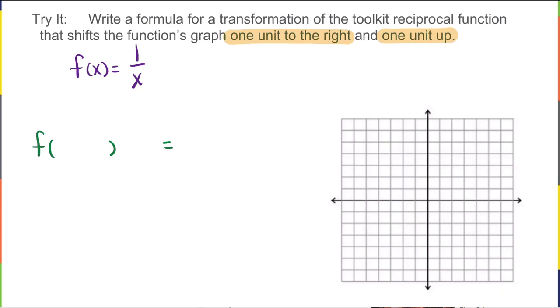Okay, so f of x equals 1 over x. We're going to shift it to the right 1. So for shifting to the right, we're going to subtract 1, and then we're going to go up 1. So what that looks like is we take the function, which is 1 over x, and we subtract 1 from the input, and then we add 1 to the entire function. So here's our new function right here.